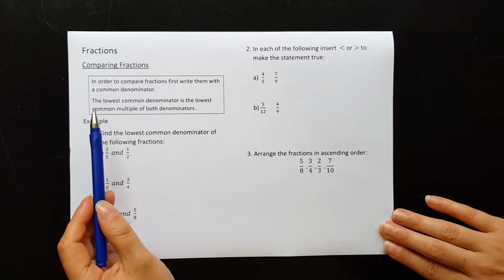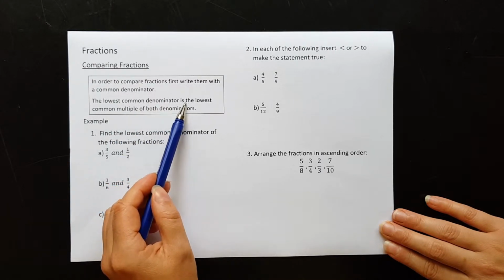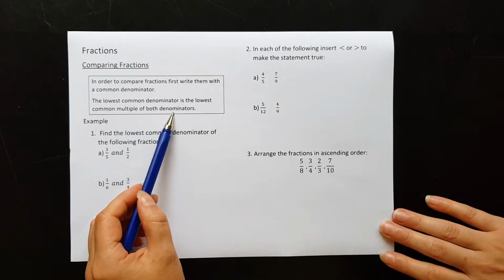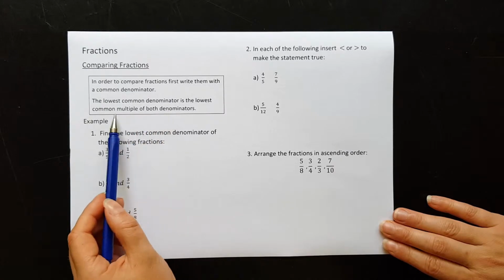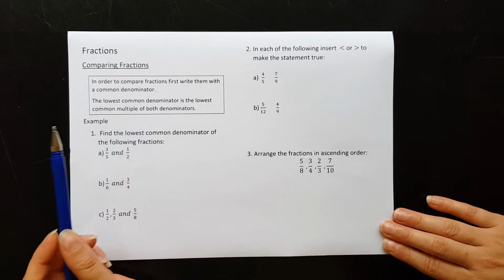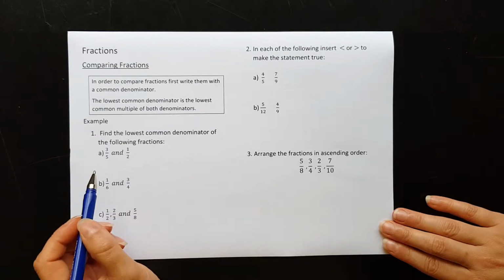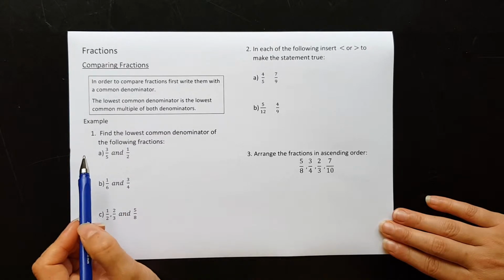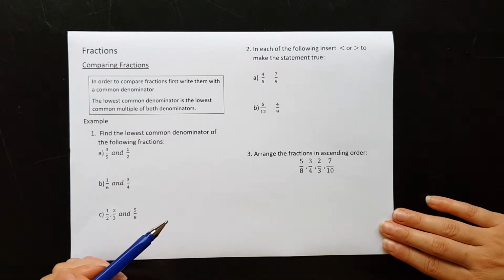So we're going to be finding the lowest common denominator. The lowest common denominator is the lowest common multiple of both denominators. If you've been watching some of my videos, we've learned about multiples before, which is our times tables. So we need to find the lowest common multiple today. Let's give this a go in example number 1. Find the lowest common denominator of the following fractions.